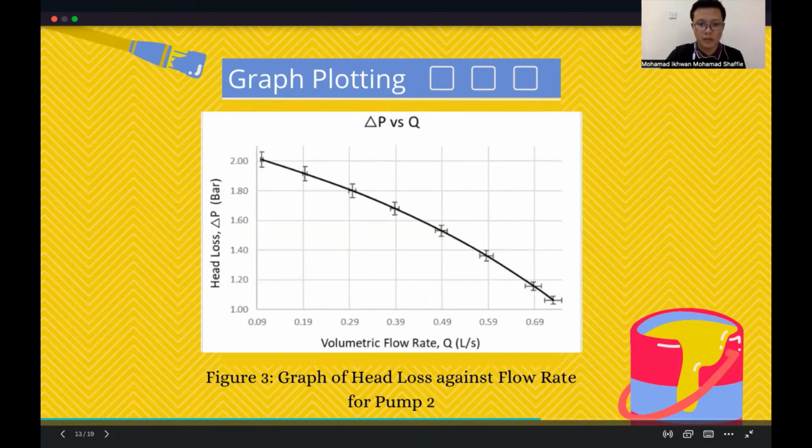This is the graph of head loss against flow rate for pump 2. We used the same way of plotting just as before for this one. And I will pass the stage to Aishah for the discussion of results.